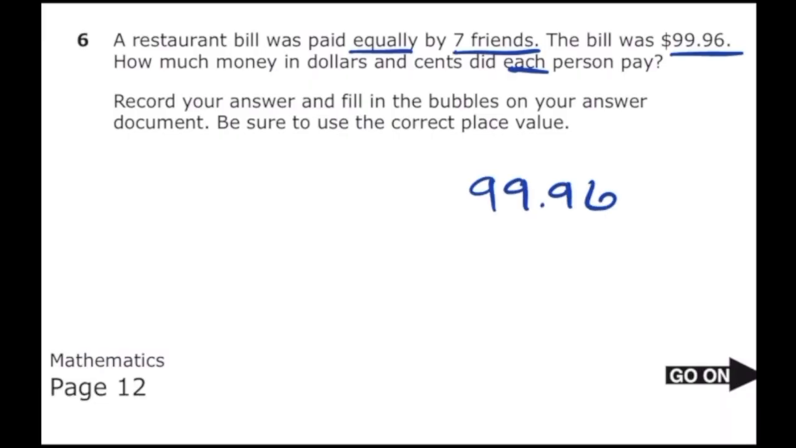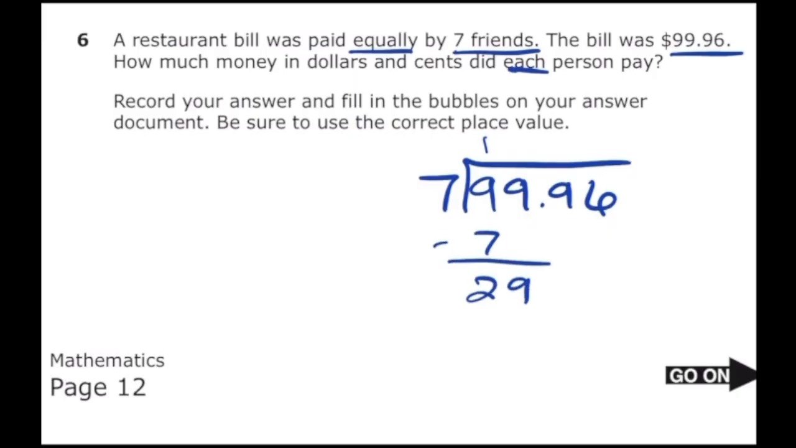divide 99.96 by 7. So 7 will go into 9 one time, and then 7 times 1 is 7. So 9 minus 7 is 2, and then we bring down our 9. 7 will go into 29 4 times, and 7 times 4 is 28. So 29 minus 28 is 1, then we bring down our 9.